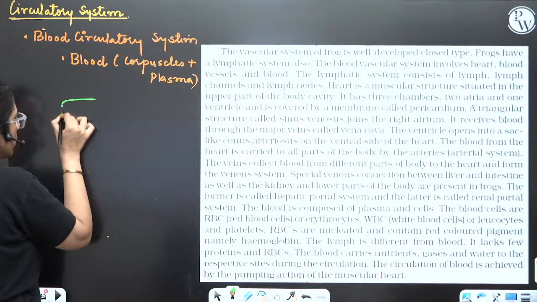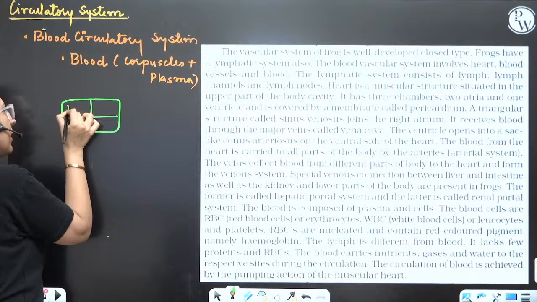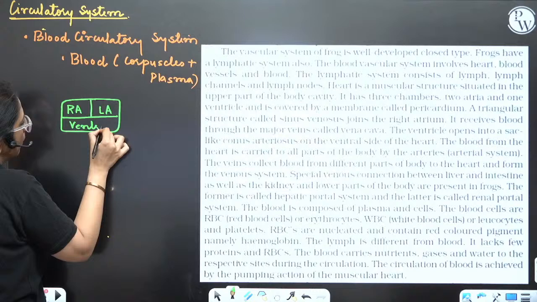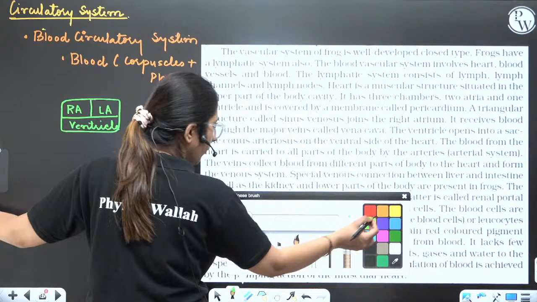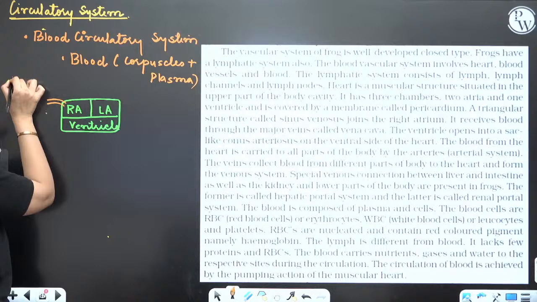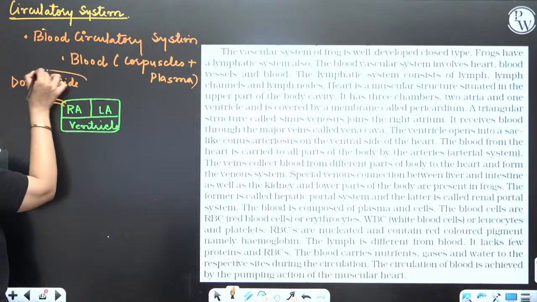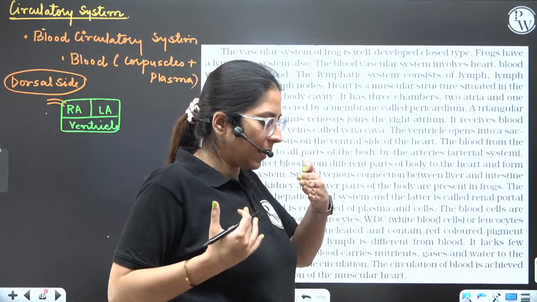So, they are having a three-chambered heart. Right? They are having right atria, left atria, and they are having ventricle. Right? On the dorsal side of the right atria. Dorsal side of right atria means at the back side. What is the dorsal side? Means back. Dorsal is back. So this is the atria, atria back side.